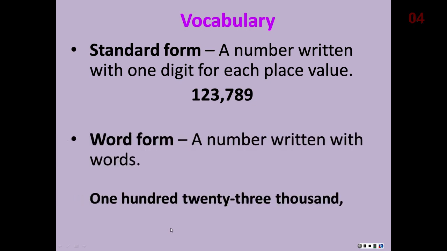Word form is written with words, okay? Now look at the word form for the same number that Ashley read out for us. 123. Notice there's a dash. Now, when you have 20, 30, 40, 50, 60, 70, 80, 90, you always put a dash if you have a significant digit with it.